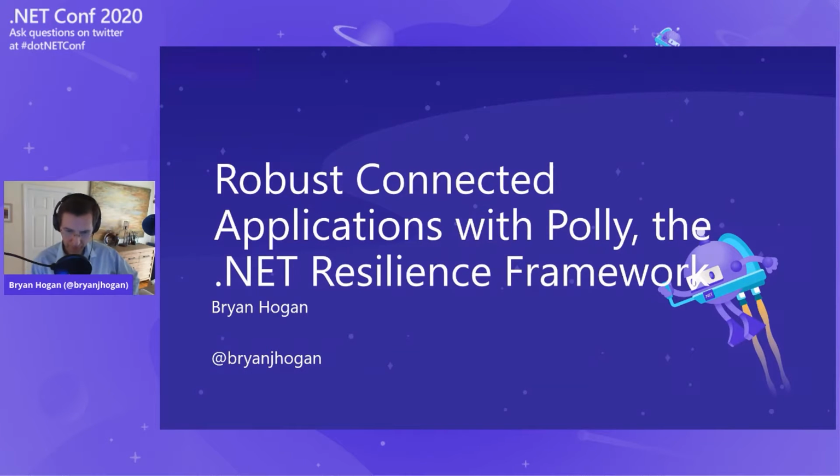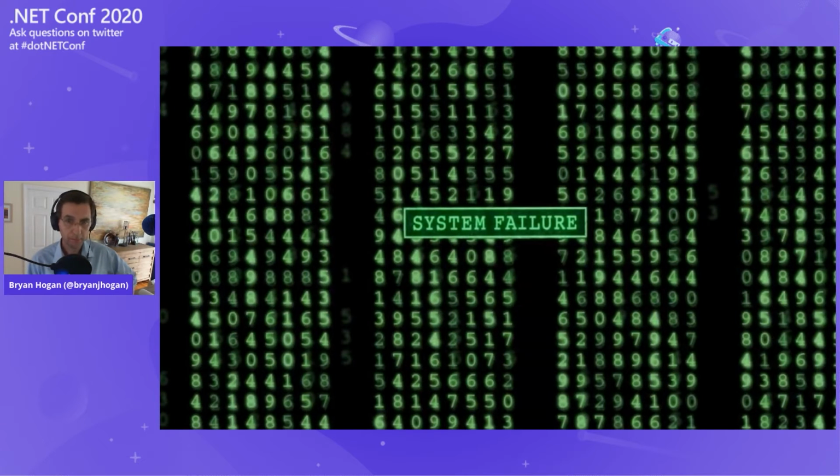And today, I'm going to give you a quick overview of the whole resilience framework. Failures happen. They can happen anytime to any application, and they will happen to your application. What do we do about it when something goes wrong?